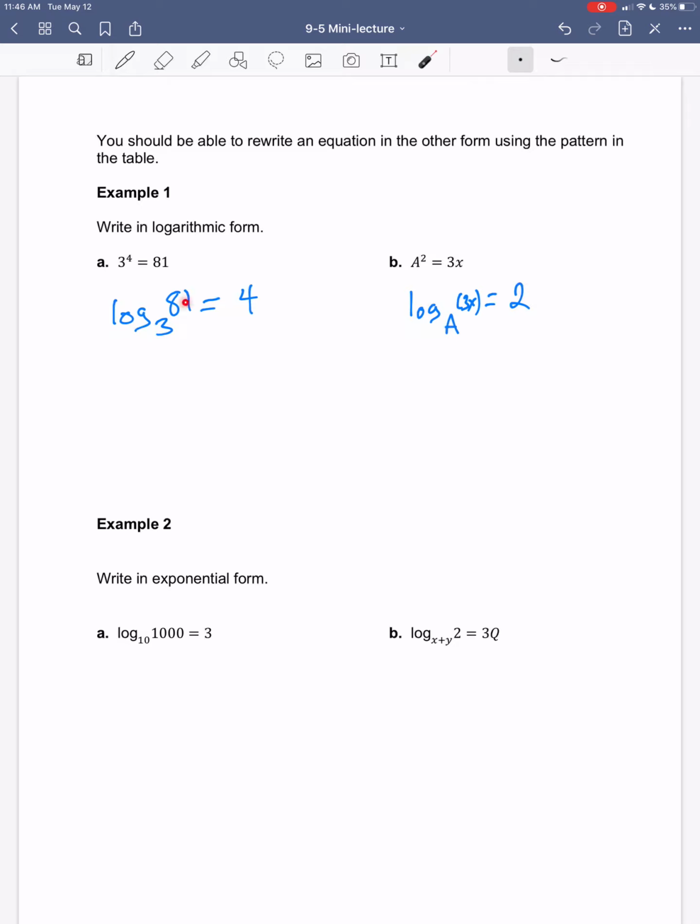3 to the 4th equals 81. We always go across in that way. That, I think, actually makes it easier than to do these. Writing in exponential form, I just start with the base, 10. 10 to what power is 1,000? 10 to the 3rd is 1,000. We go across like that.